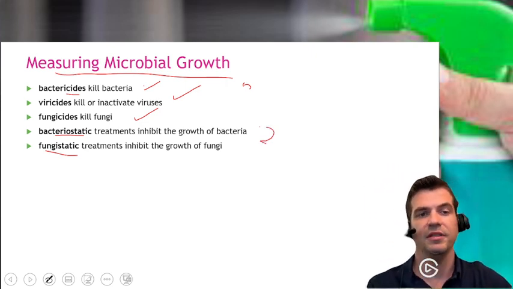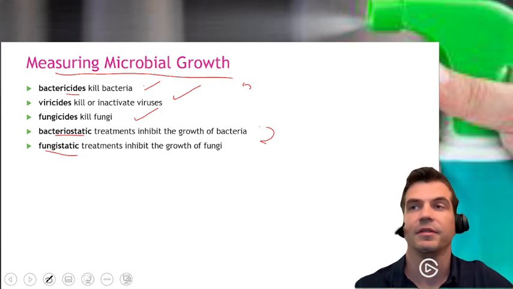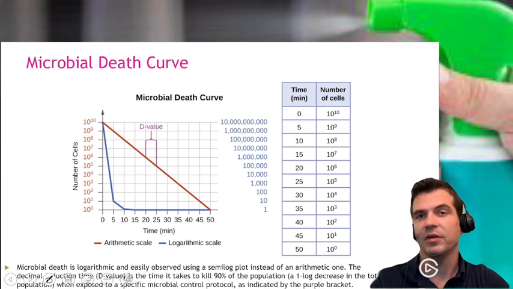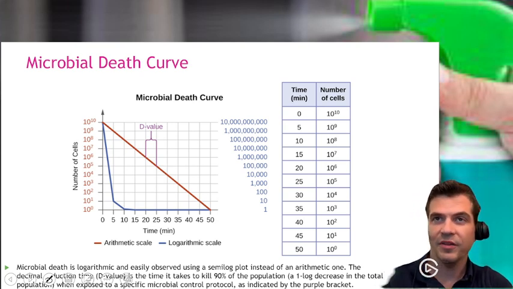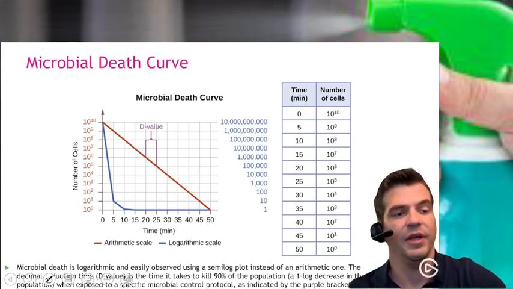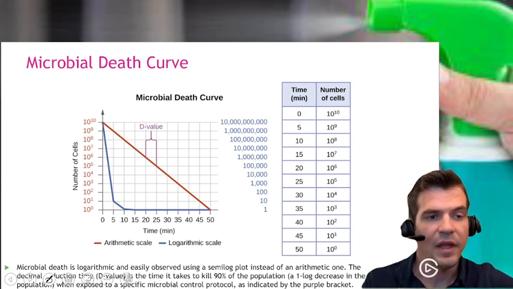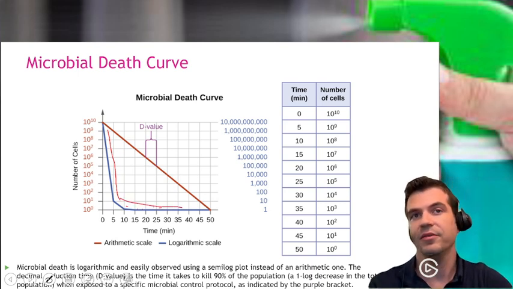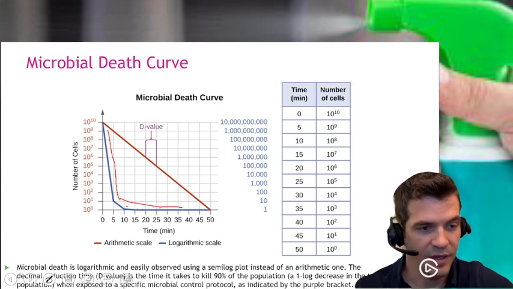And we'll ask, is this a bactericidal or a bacteriostatic chemical compound? Remember, we are measuring microbial growth using the microbial death curve. It happens quick, it goes pretty quick, in a logarithmic scale of death. Once things start dying, they die within 10 minutes.